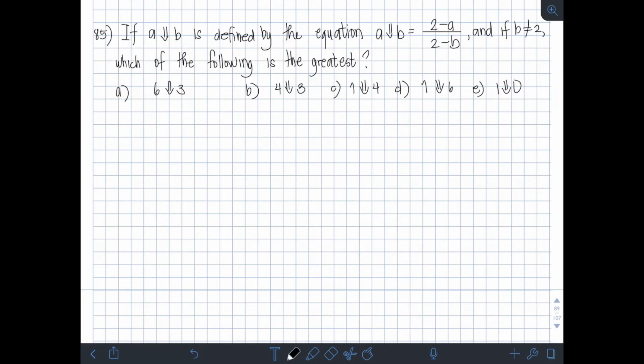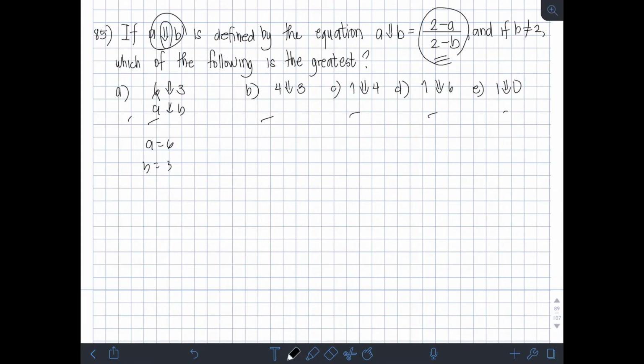Okay, so meron daw tayong symbol, A arrow down B, yung equation is defined by 2 minus A over 2 minus B. So, pag sinubstitute daw natin itong mga values sa choices, sino yung pinakamalaki? So, ibig sabihin lang nito, let's say sa choice A, 6 arrow down 3, papalitan natin yung A ng 6. So, A arrow down B, right? Ito yon. So, A is 6 and B is 3.